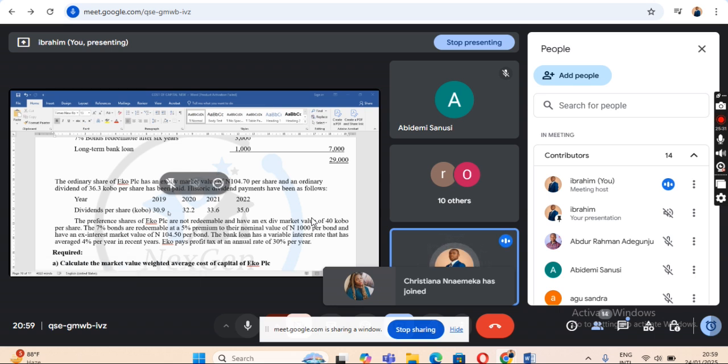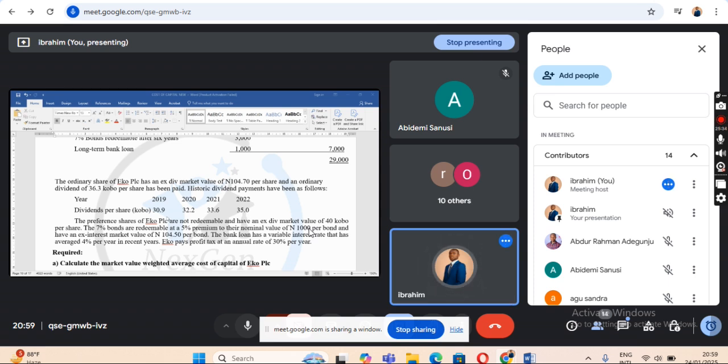You can see we'll move to another paragraph, the debt part. Now, the preference shares of Eco PLC are not redeemable and have an SDIV market value. Don't forget, it means that the dividend has been paid. Is that not so? Now, of 40 kobo per share. Right? That is, the preference shares are not redeemable. So that is the cost of debt. Now, who can give me the reason why preference shares are classified as debt instruments?